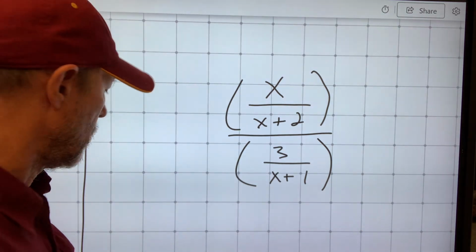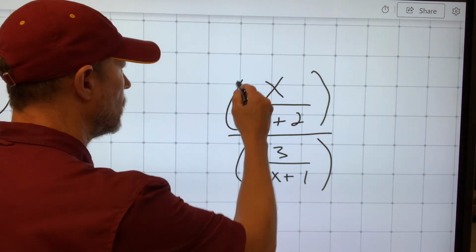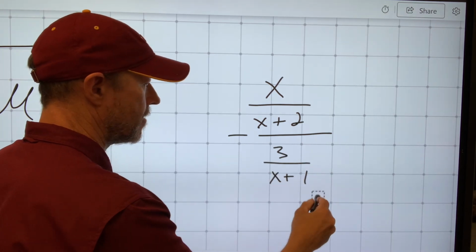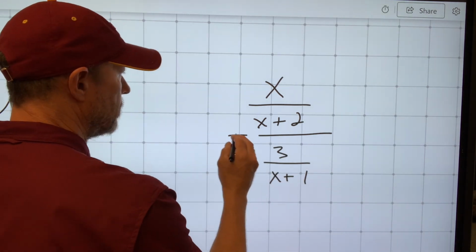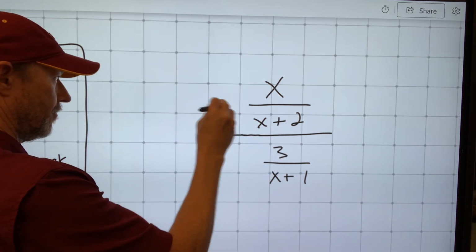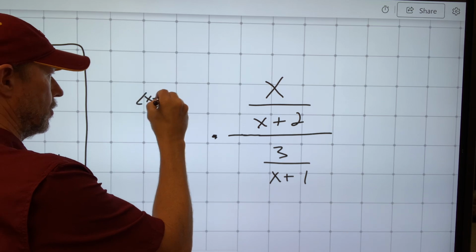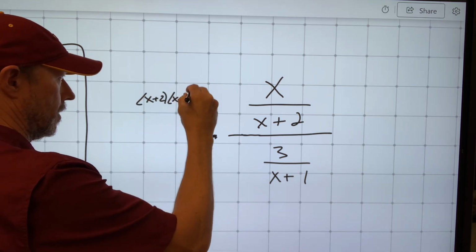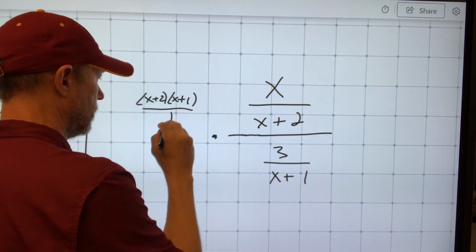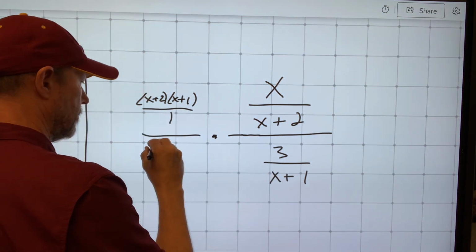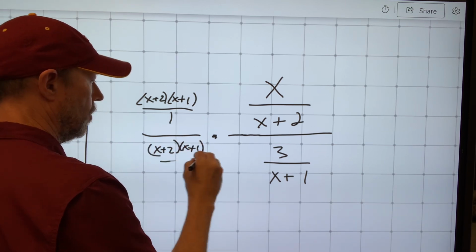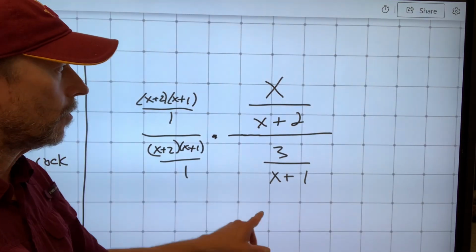We're going to multiply this top fraction and this bottom fraction by the same thing so that we're actually multiplying by 1. So I'm going to multiply this fraction by x plus 2 times x plus 1. Notice I just looked at the denominators and chose those denominators over 1. And I'm going to multiply the bottom fraction by the same thing, x plus 2 times x plus 1 over 1. Okay? What does that give me?